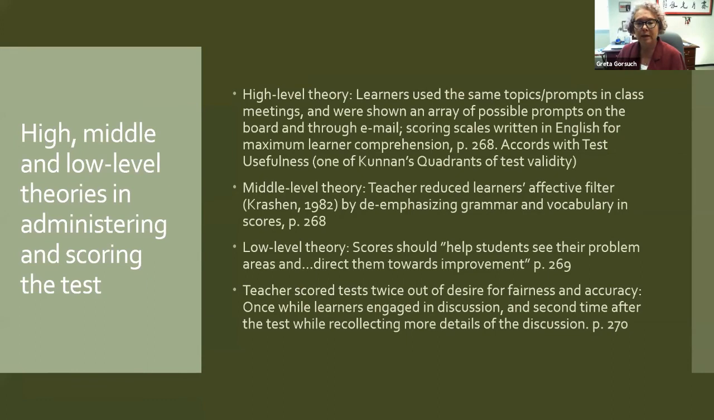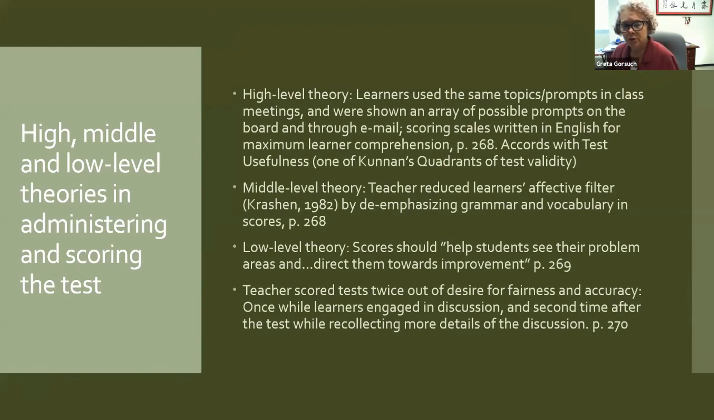Shaver also taps into middle level theory in terms of how she administered this test. The teacher reduced learners' affective filter. She's coming right out of Krashen, and she quotes Krashen, by de-emphasizing grammar and vocabulary in the test scores. And then low level theory, she thinks that scores should help students see their problematic areas and direct them towards improvement. And this is something she's very concerned about with this local context. She thinks as a teacher, this will help students.